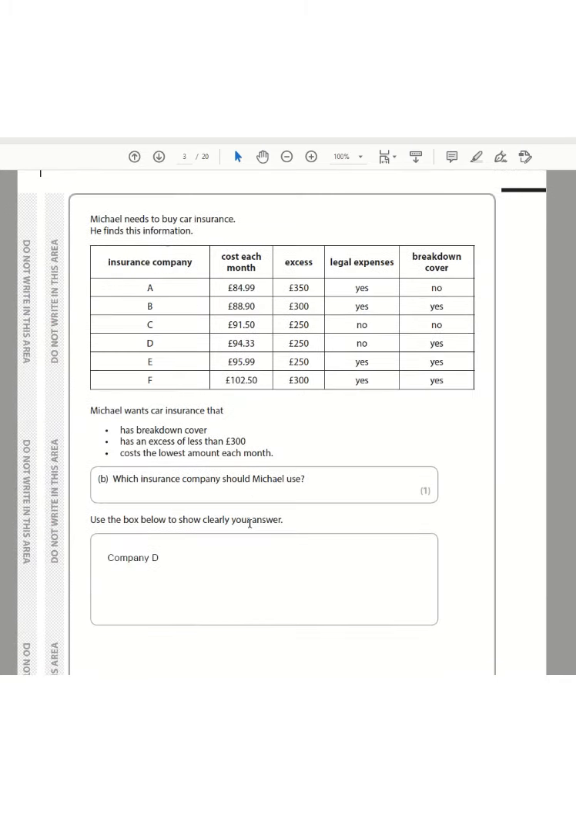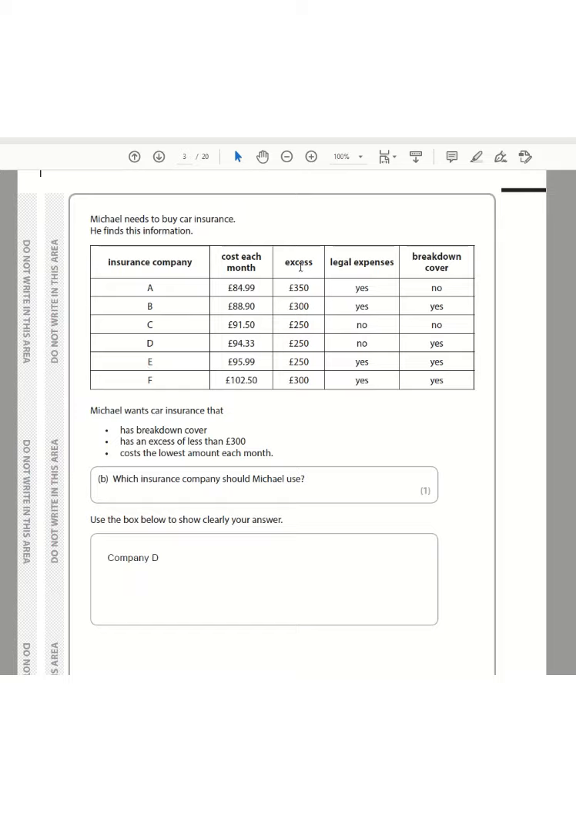Now we have a question about needing to buy insurance, which is quite relevant because all of us who do drive have to have insurance on our cars. So again, we've been shown how to talk through the process here. You're given a table and you have to interpret information, a very favourite style of functional skills question.